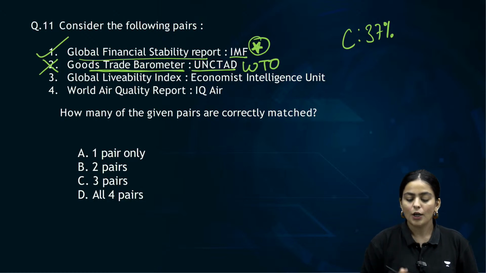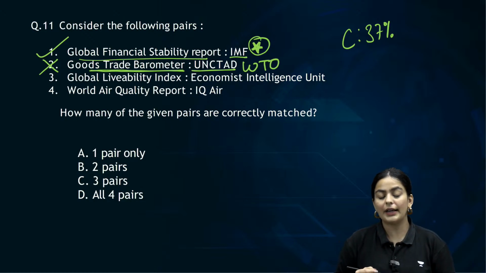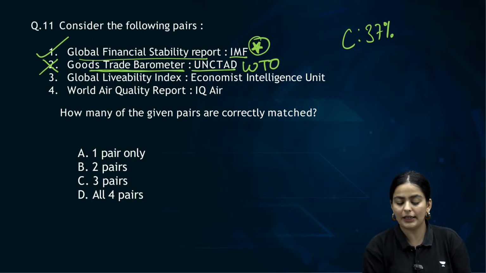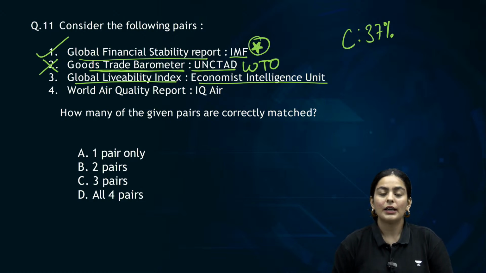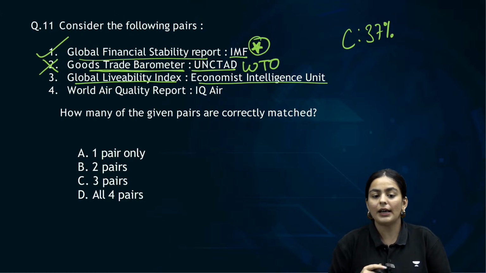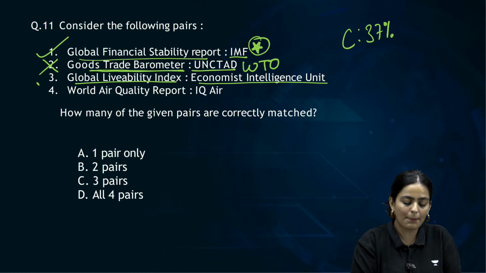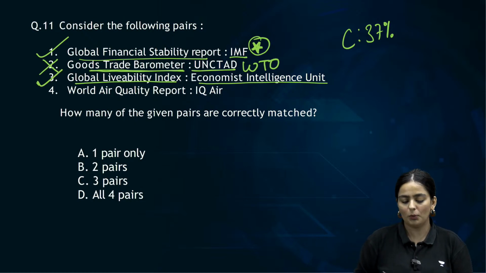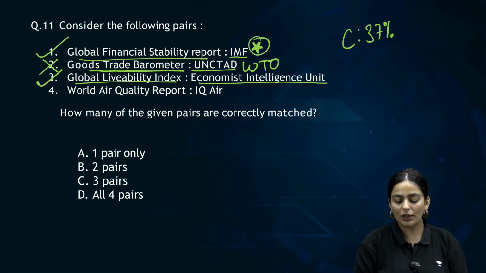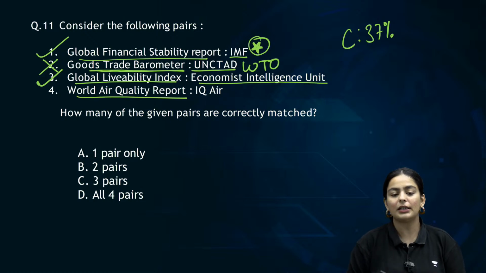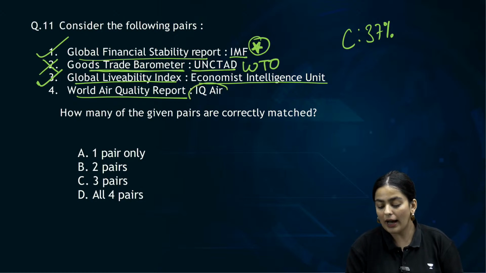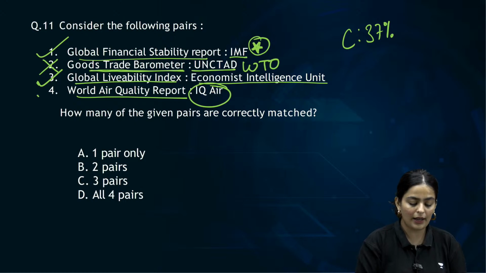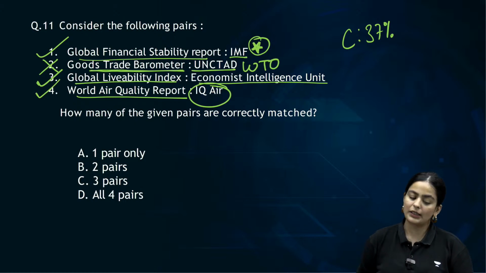Clear? Third, Global Livability Index. Global Livability Index is released by Economist Intelligence Unit. Economist Intelligence Unit, absolutely correct. There is no problem with it. World Air Quality Report released by a Swiss organization called IQ Air, absolutely correct as well.